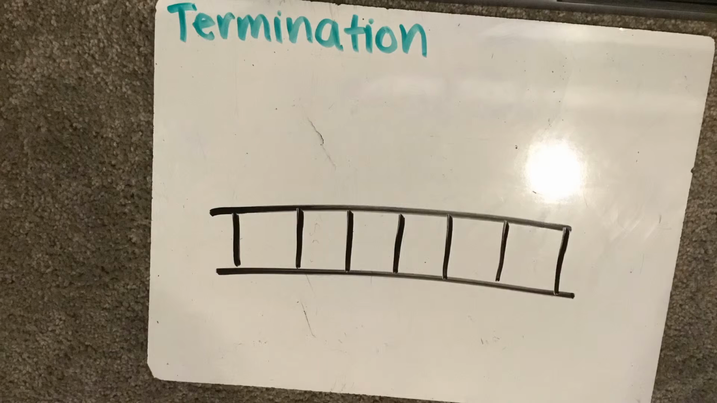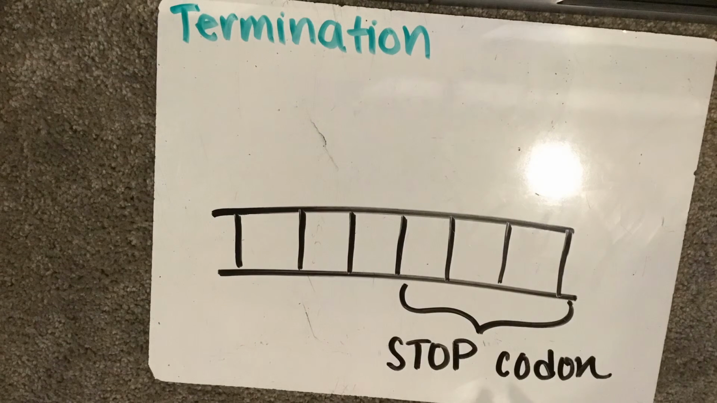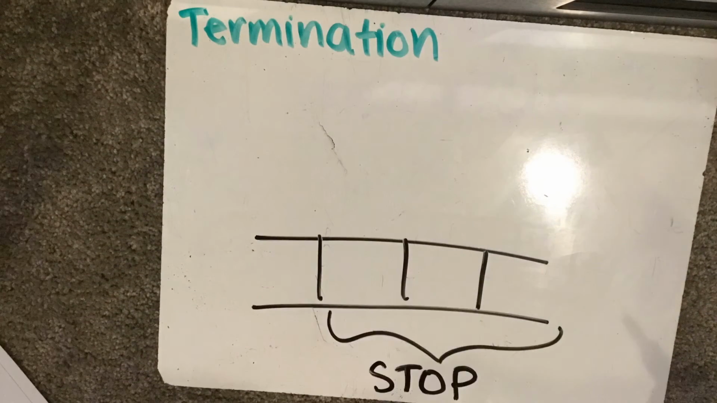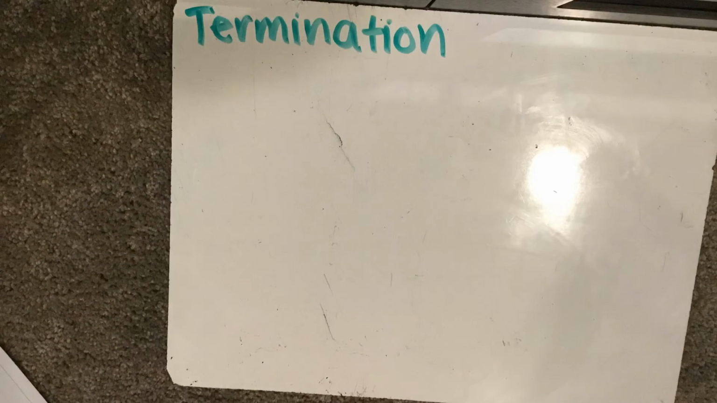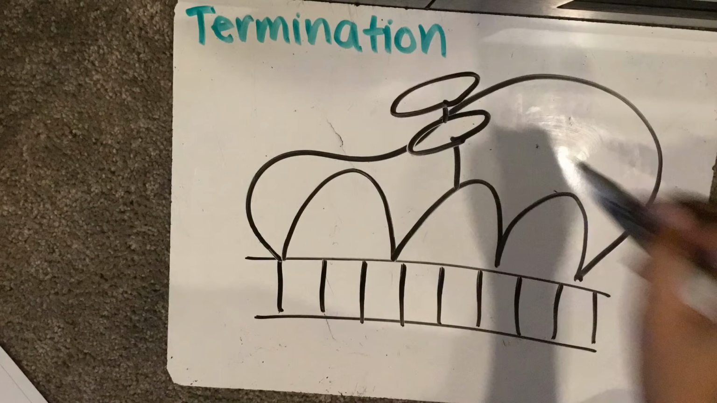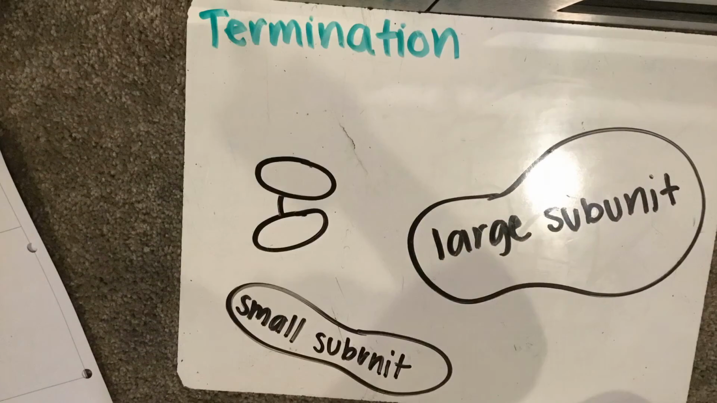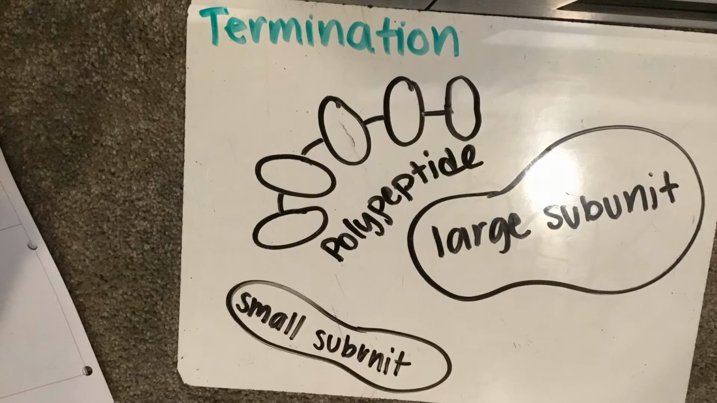Next is termination, where the adding of amino acids to the polypeptide chain continues until there is a stop codon on the RNA. A release factor binds to the stop codon and hydrolyzes the completed polypeptide from the tRNA, which releases the polypeptide from the ribosome. The ribosome dissociates into the 2 subunits, and the amino acid chain can now fold into its secondary, tertiary, and quaternary structure to become a functional protein.